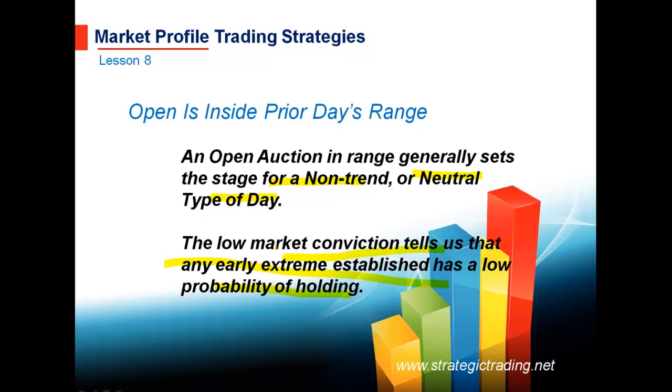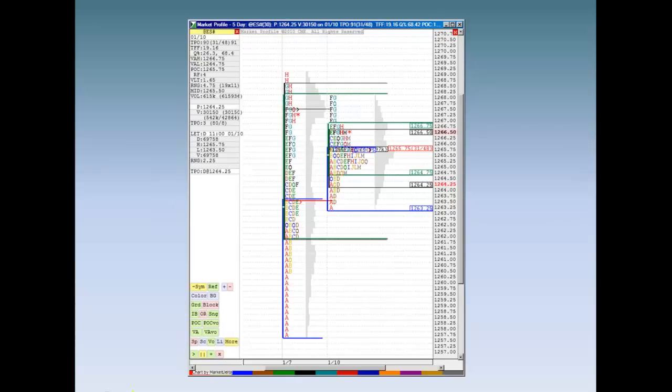But when you get one of these non-trend neutral days, it is not going to be easy. Because of that uncertainty, you will not be able to identify which extreme is going to hold in the initial period. All right, let's take a look at these two days, and for starters look at where we have the open. The open for day 2 right here is within the range of the prior day, and this is an open auction day.